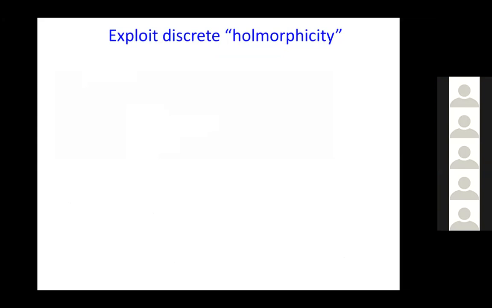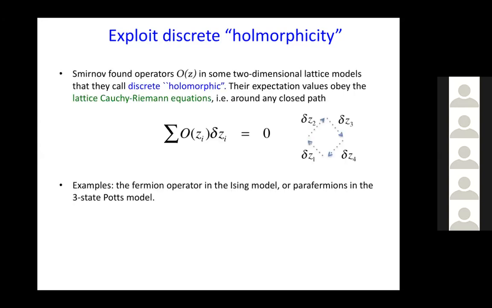So there's something that came up 10 or so years ago, again, in both the math and the stat mech literature, which was named somewhat incorrectly discrete holomorphicity. And this was initiated by Stas Smirnov in his beautiful proof that the Ising lattice model becomes the Ising conformal field theory in the limit.